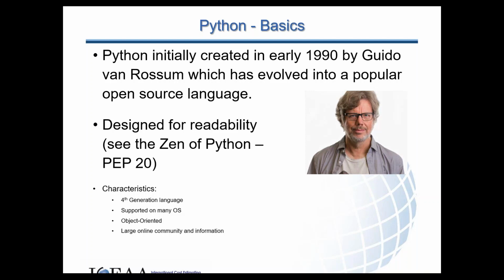It was designed for readability. Python has these things called PEPs, Python Enhancement Proposals. It's kind of like the style guide and the guiding principles of the language. One of its characteristics, as software estimators know, is that it's a fourth generation language. It's supported on many operating systems, object-oriented, and one of the great things about it is the large online community with information out there to learn about it.